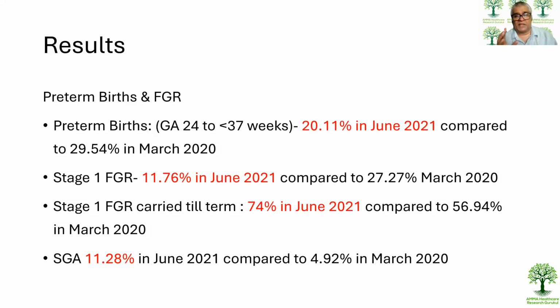A fetus with an estimated fetal birth weight between the 3rd and 10th centile with an abnormal Doppler study gets categorized as stage 1 FGR. With a normal Doppler study, it gets categorized as SGA, a small for gestational age baby. So you can see the category shift with Doppler from stage 1 FGR, or fetal growth restriction, to small for gestational age babies.